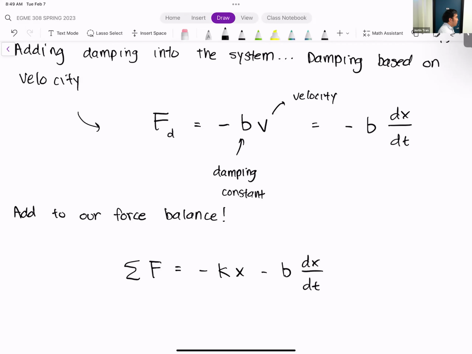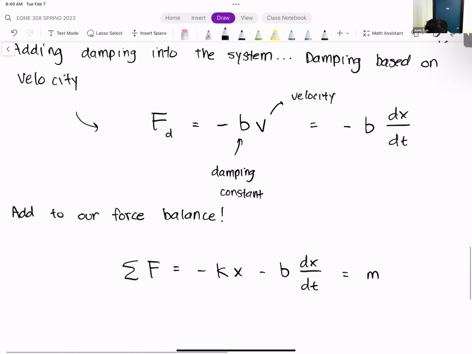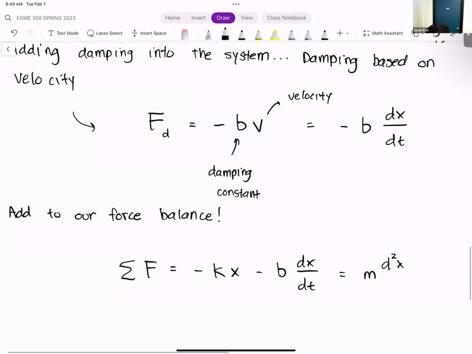Now we're going to add our damping force to this. So that's our second force. Then, according to Newton's second law, all of this is going to be equal to the mass multiplied by the acceleration of the object, so mass times d squared x dt squared.